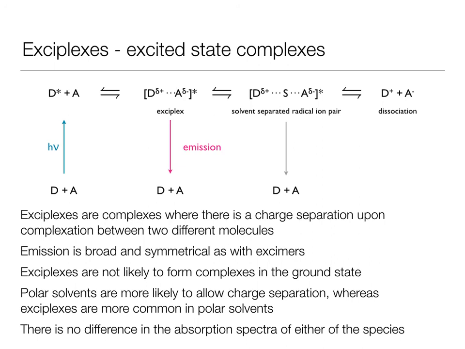Again, just like with Excimers, I don't see any difference in the absorption spectra because the donor is absorbing the light in this case to form an excited state donor. There is no kind of formal bonding between donor and acceptor in the ground state. It's only in that Exciplex state.